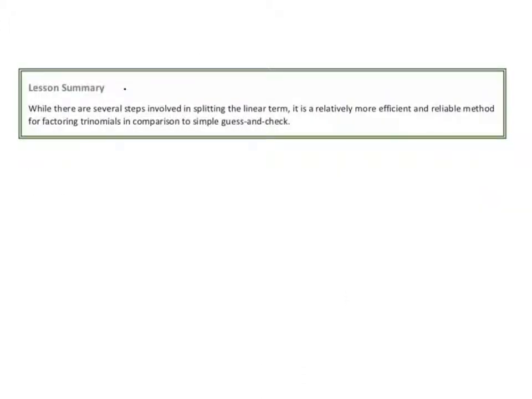That's it. Here's your summary. That's what we've learned today. It's relatively more efficient and reliable to do. They call it splitting the linear term, or I call it factoring by grouping.